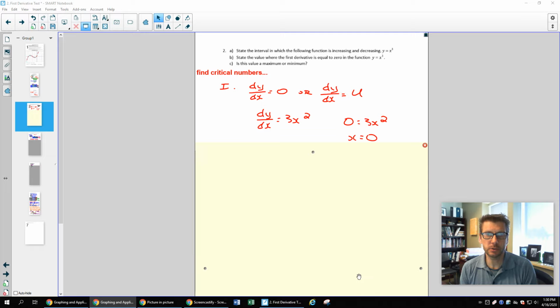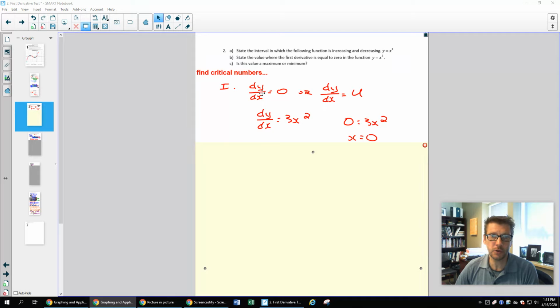All right, here we go. Number two, we want to state the interval in which the function is increasing or decreasing, and it's just y equals x cubed. So before we can jump into increasing or decreasing, we've got to find our critical numbers. And again, just to reiterate, it's where your slope is zero or where your slope is undefined. It's a polynomial function, so you don't have any divided by zero, so your function is defined everywhere.